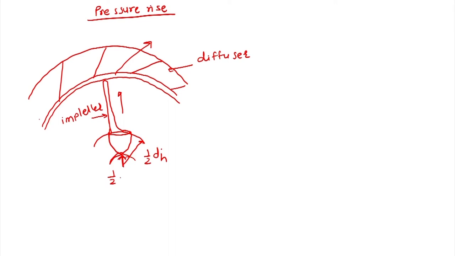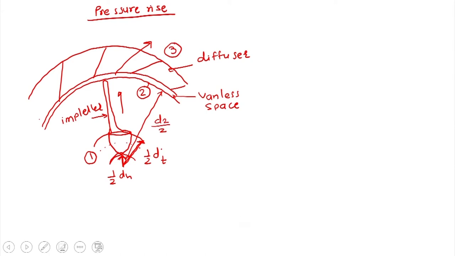The diameter of the hub of the impeller is dh, so the radius is half dh. This is called the tip of the impeller, and dt is the diameter, so dt by 2 is the radius. Then we have this, which is the exit of the impeller, so the radius is d2 by 2. And this is the vaneless space. We call 1 the eye of the impeller, which is midway between hub and tip. Then we have 2 here, and we have 3 outside, which is after the diffuser and in the volute casing. After this, the flow would go into the casing, and this impeller rotates with angular velocity omega.